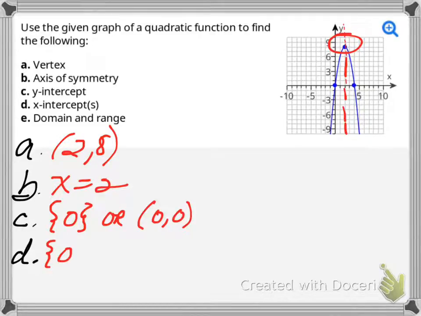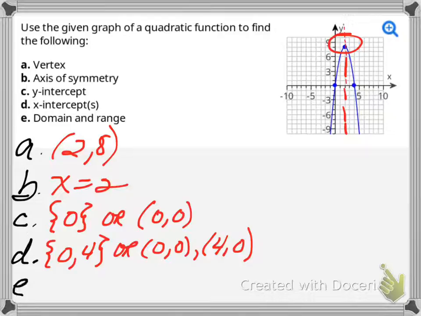And the x-intercepts are those points along the graph that cross the x-axis. In this case, that would be 0 and 4. Those are the two x values where the graph crosses the x-axis. Or if you want, you can write out the full points, (0, 0) and (4, 0).